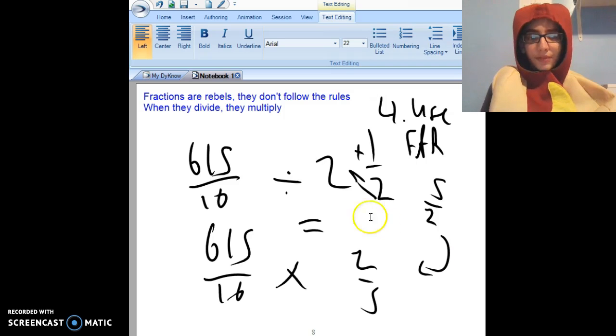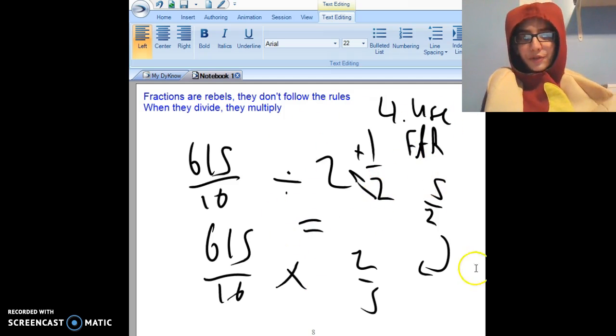First, let's convert this into an improper fraction. 2 times 2 equals 4, plus 1 equals 5, 5 over 2. So then convert the division symbol into a multiplication symbol. Like I said, when they divide, they multiply. And then we have 615 over 16 times 2 over 5.